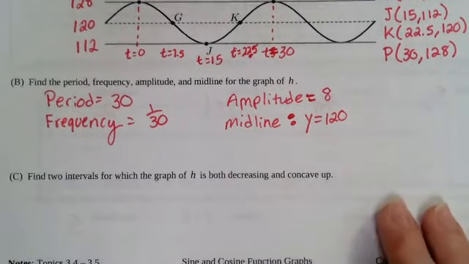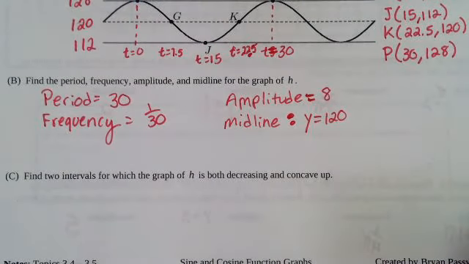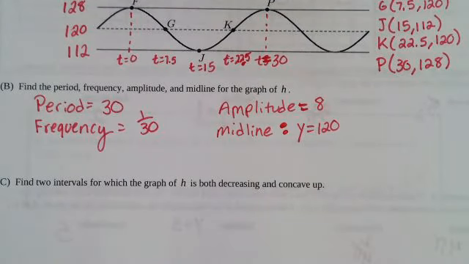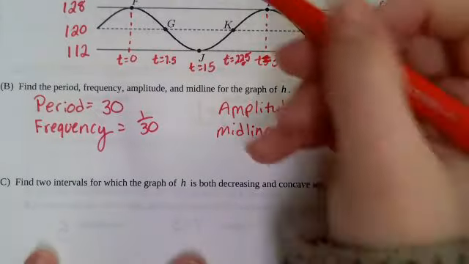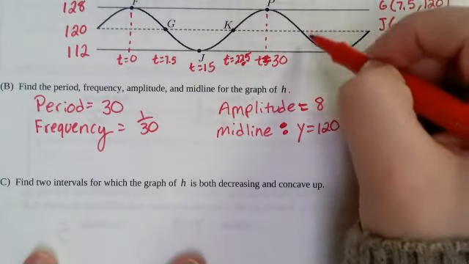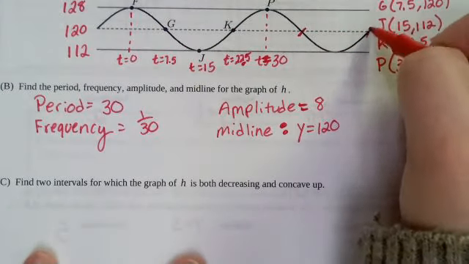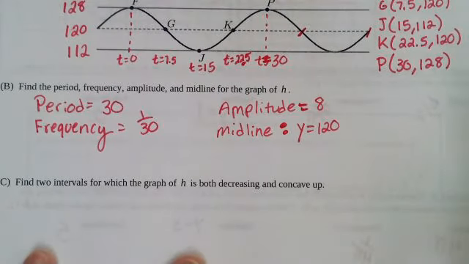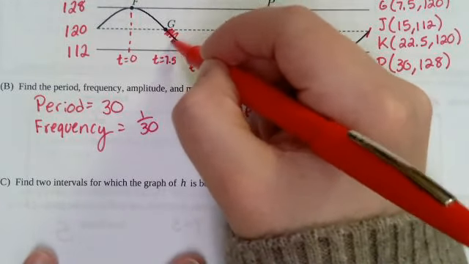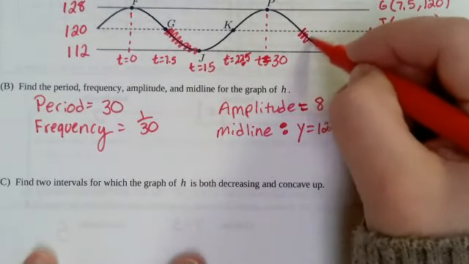All right, part C. It says find the two intervals for which the graph of h is both decreasing and concave up. This is a little bit more challenging, just the way they've asked it. There are two sections where it is concave up. I see concave up between G and K, and then again from this point to this point, which are not labeled, but we could figure that out. They said it needs to be both decreasing and concave up, so make sure we're looking at the right place. Yes, concave up is here, but it's not decreasing the whole time. It's decreasing here, and then it's decreasing here.